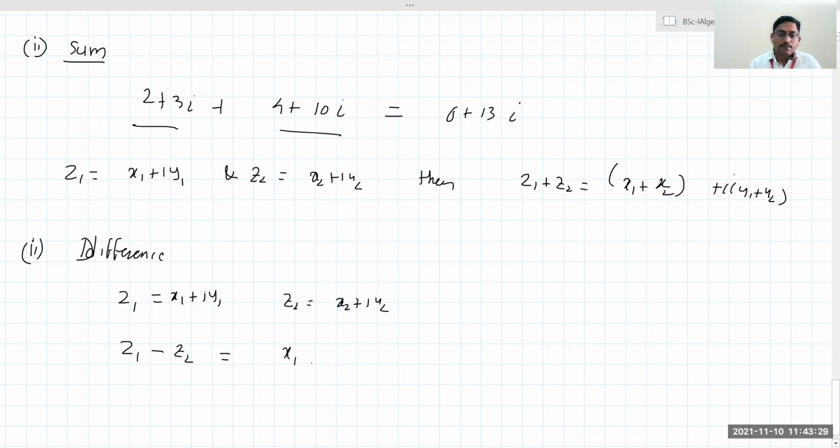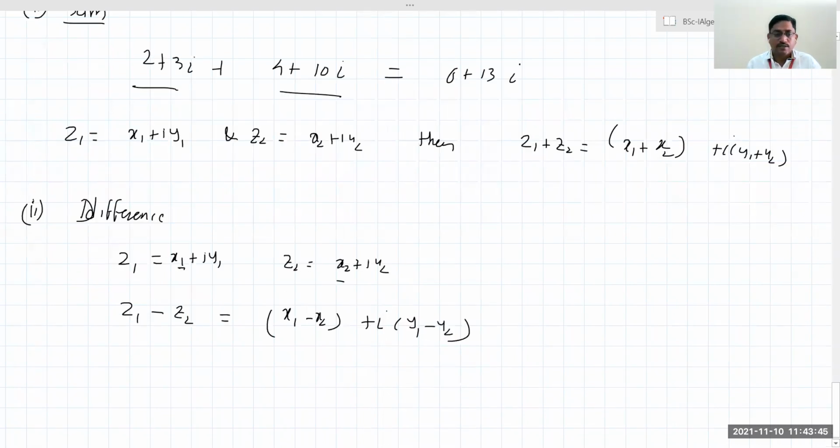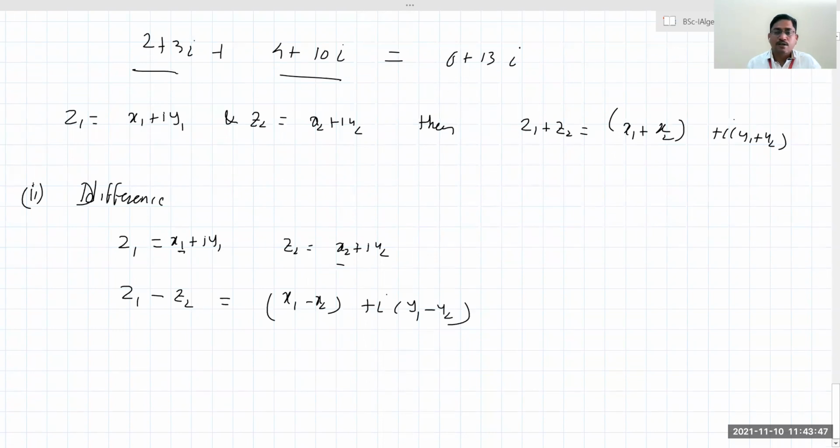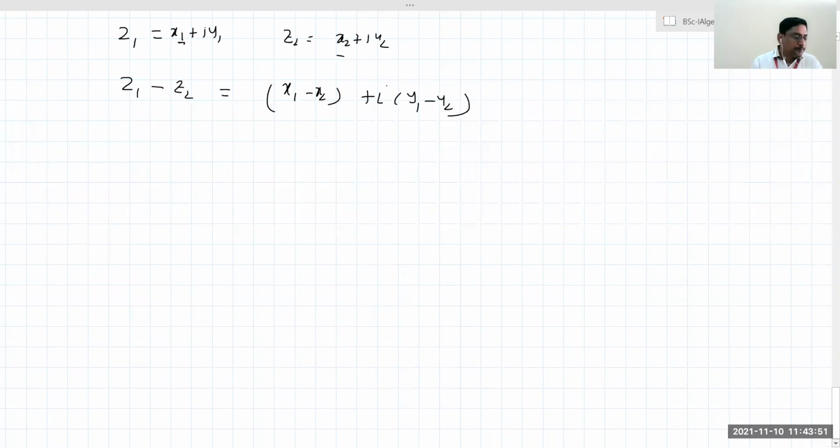The first has real part X1, subtract the second's real part, plus the first has imaginary part Y1, i is common, Y1 minus Y2. So this is the subtraction of two complex numbers. You can do it component-wise: real part minus real part, and imaginary part minus imaginary part, like that.